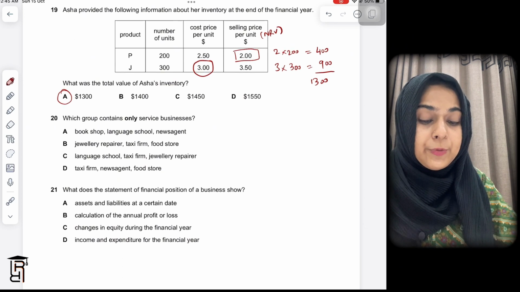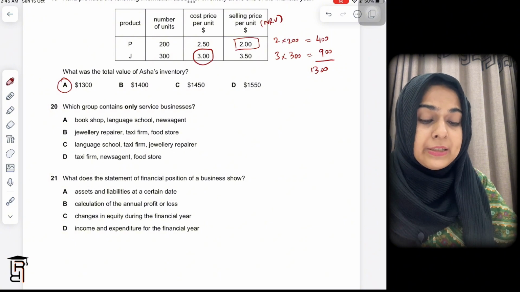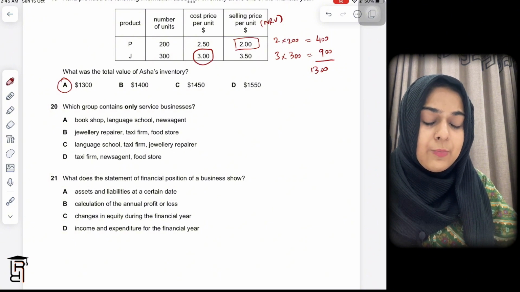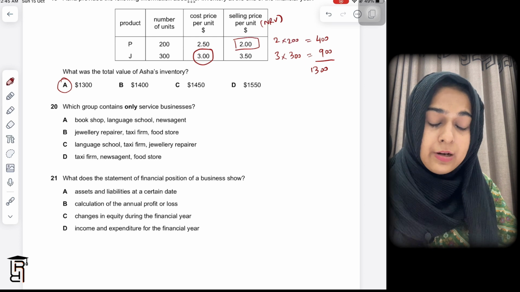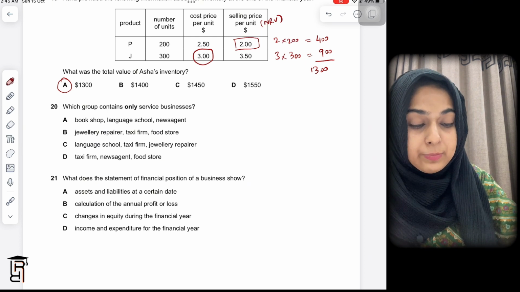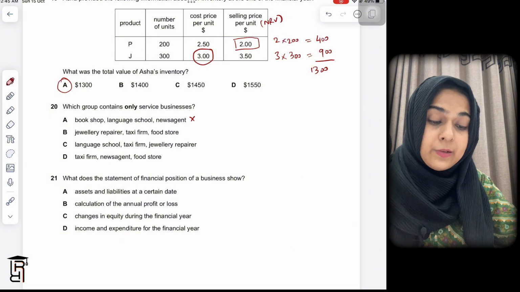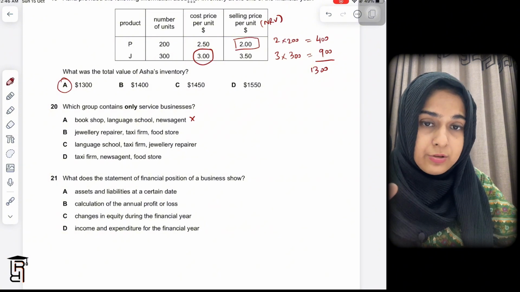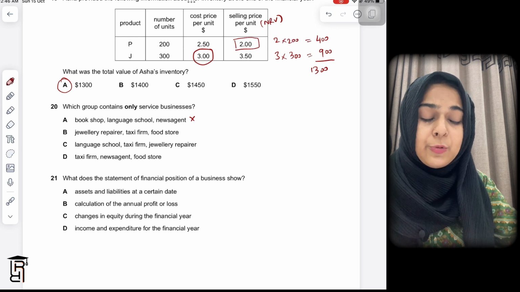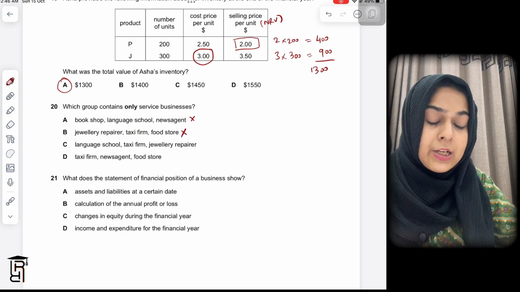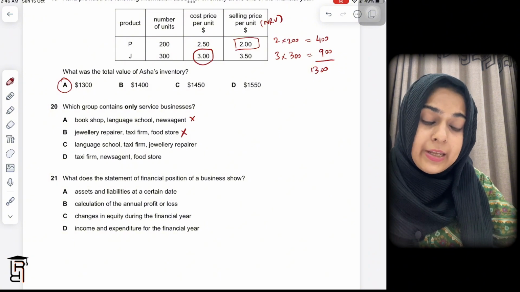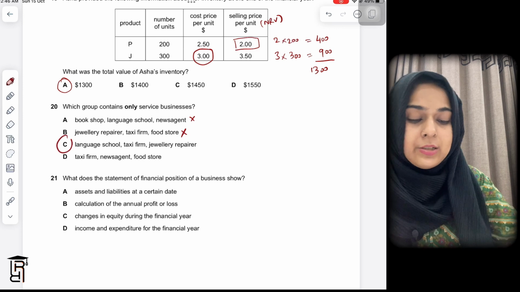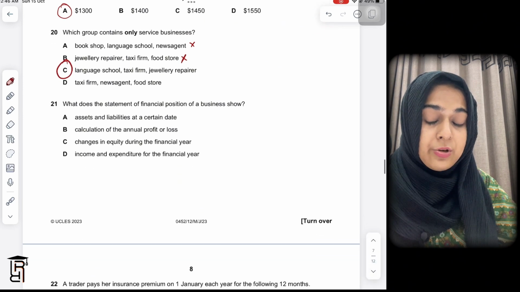Then question number 20 says, which group contains only service businesses. A bookshop is not a service business, it's a product based business because books are the products here. So A cannot be the answer. Jewelry repairer is a service business. Taxi firm is a service business. Food store is not a service business because in the end you are receiving a product, that is food, so this cannot be your answer. Okay, C: language school is a service business, yes. Taxi firm is a service business, yes. Jewelry repairer again is a service business, yes. So C is your answer. D also cannot be your answer because food store is not a service business.